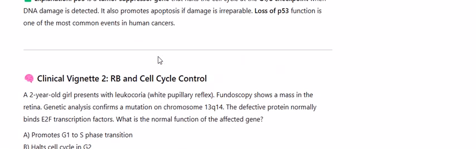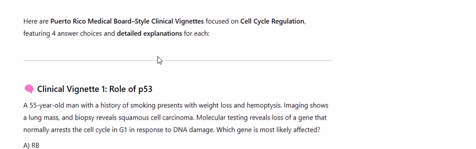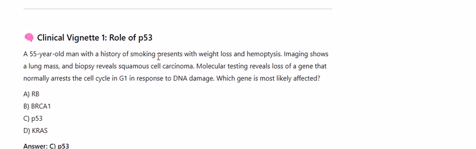Here are Puerto Rico Medical Board-style clinical vignettes focused on cell cycle regulation, featuring 4 answer choices and detailed explanations for each.